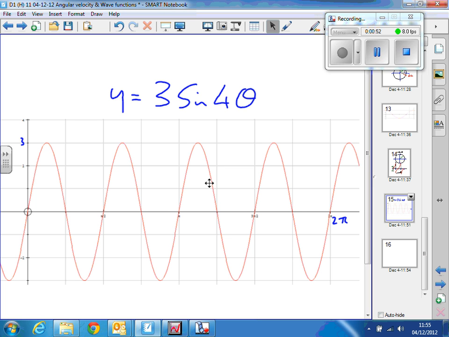Look at the wave. Look at the wave function. What's happened? The 3 depends on the... Yes. Right. So in terms of the circle, what's the 3 telling us? What is 3? Yeah. 3 is the radius of rotation, or the amplitude. Okay.